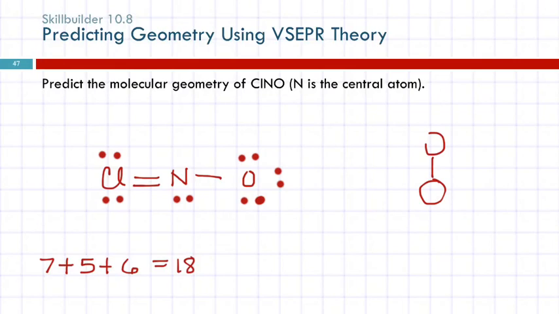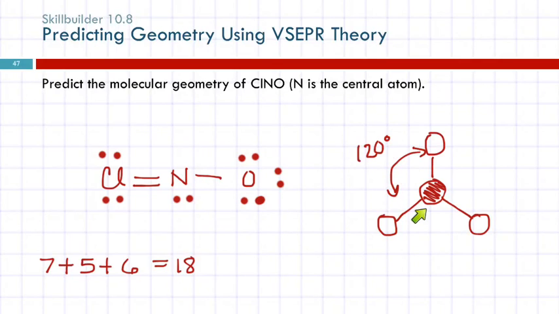How would 3 things get away from each other? They're going to make a triangle, right? And this would have a 120-degree angle. Okay, so the electron geometry is trigonal planar. That's the geometry of the electrons.